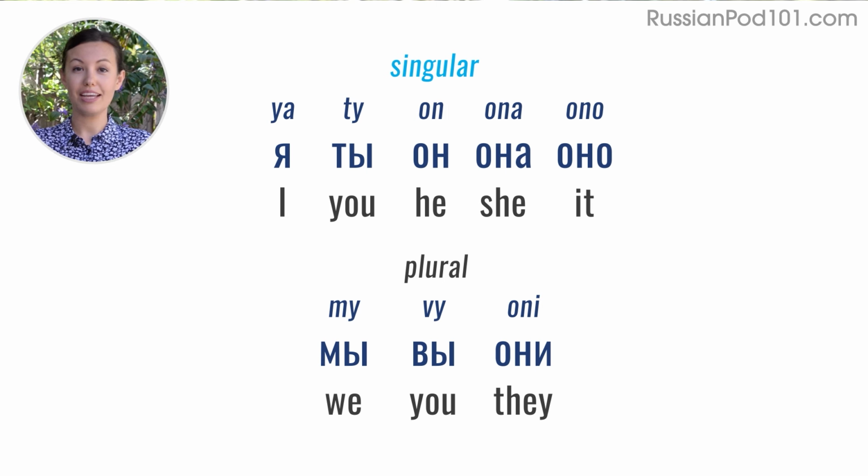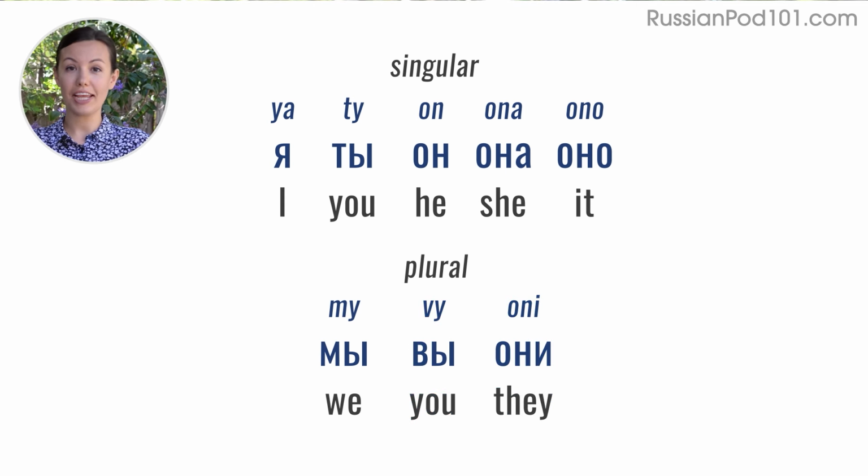For singular, they are я, I, ты, you, он, она, оно, he, she, it. For plural, they are мы, we, вы, you, они, they.